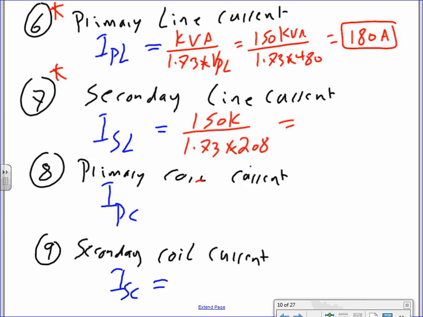Okay, so where are we here? Secondary line current, 208. That will get me 417 amps on the secondary side. Any comments, guys? Any questions? I'm going fast because it repeats itself. Okay, primary coil current.